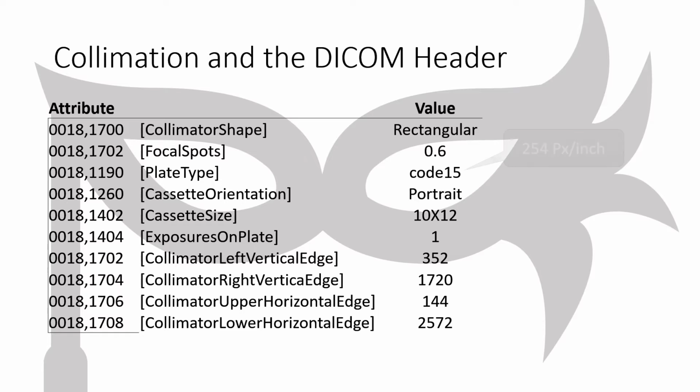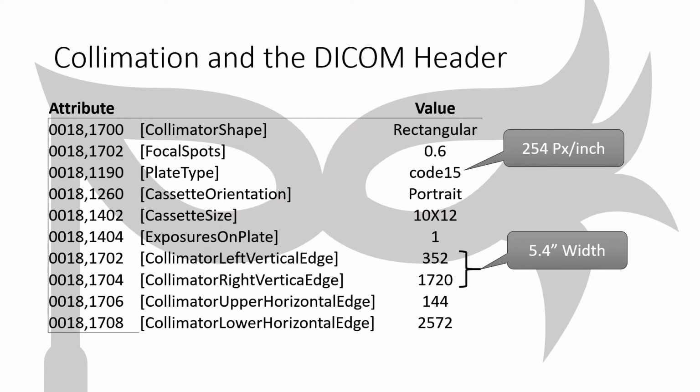A code 15 plate records images at a rate of 254 pixels per inch. Next, we find the collimator was set to 1,368 pixels wide, which translates to a collimated width of 5.4 inches. Finally, we determined the height of the image was 2,428 pixels, which is equal to 9.6 inches. If a radiograph were ever to end up in court, I would not want it to be shown that I had doctored or modified an image in an effort to hide poor quality work.